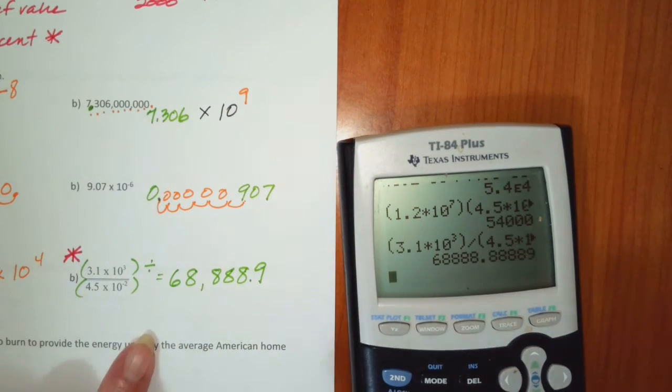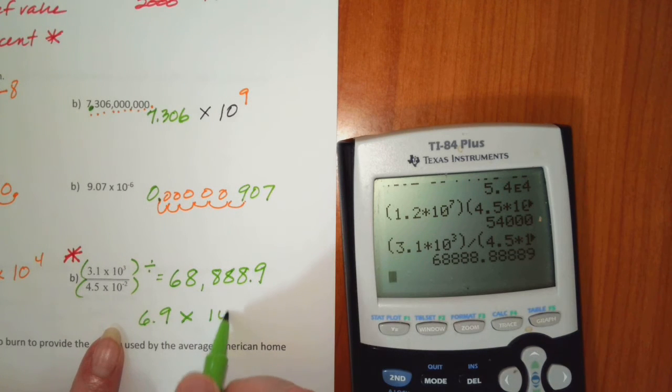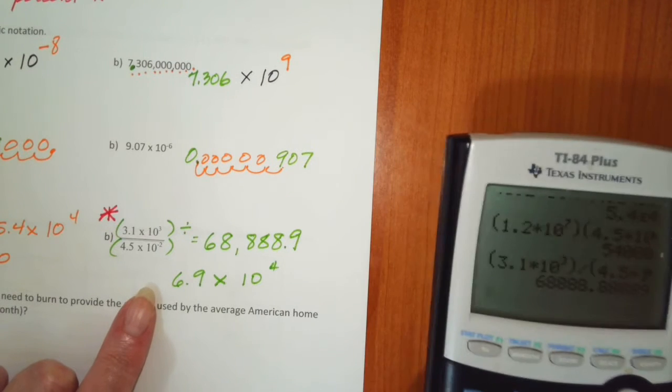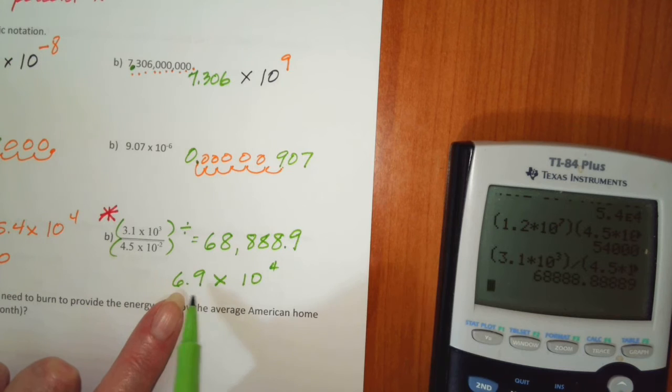If I want to put that in scientific notation mode, I can write that as 6.9 times 10 to the 4th. I know I have to move this 1, 2, 3, 4 places to the left. I just rounded it to 6.9.